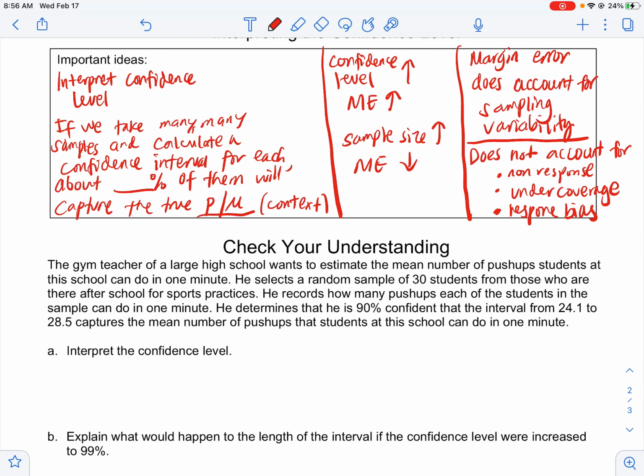Okay, the gym teacher of a large high school wants to estimate the mean. Okay, we're not talking about proportion here, we're talking about the mean. The mean number of push-ups students at this school can do in 1 minute. He selects a random sample of 30 students from those who are there after school for sports practices, and he records how many push-ups each of the students in the sample can do in 1 minute. He determined that he is only 90% confident that the interval from 24.1 to 28.5 captures the mean number of push-ups that students at this school can do in 1 minute.